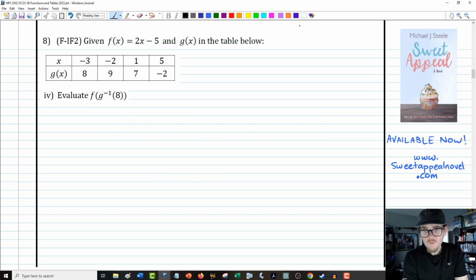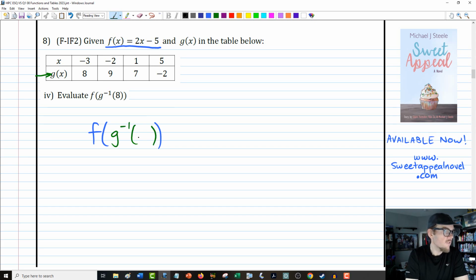And then finally we have our last one. And I will say that I think it's timely, because this last one at least has that little extra challenge built in here of g inverse of 8. So we've got a little bit of something extra happening here. Once again, though, we're using the functions f and g. So basically our task in this case is to evaluate f of g inverse of 8. So the question is, what is that equal to?